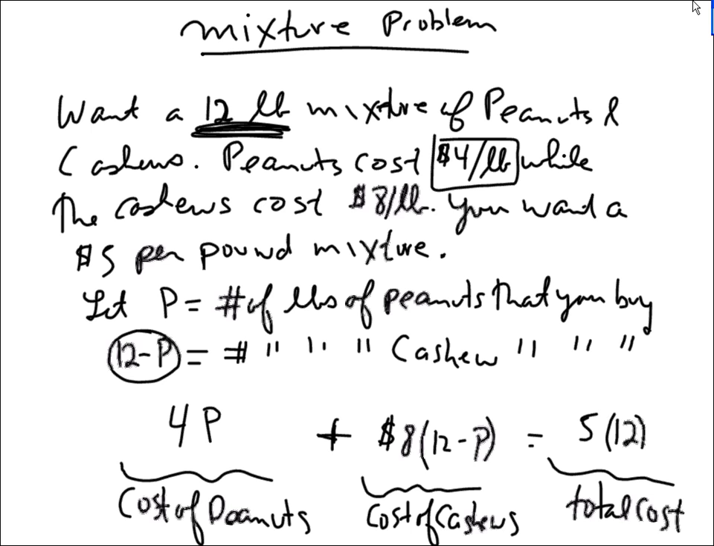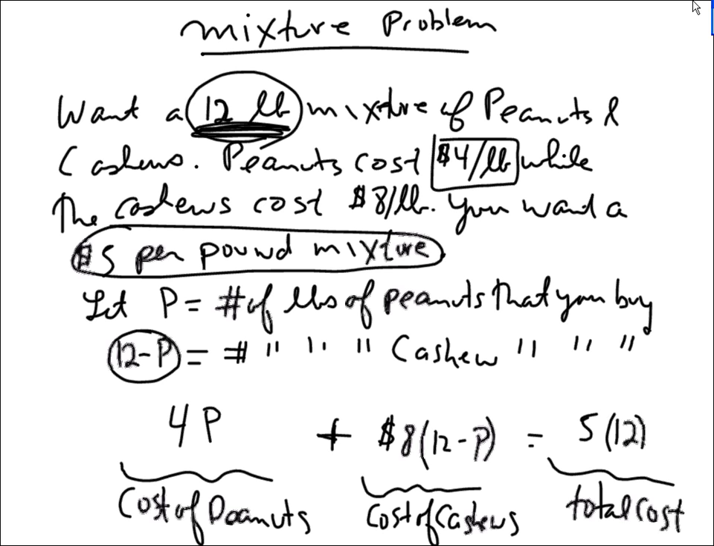You want a mixture that is $5 a pound. And you are buying 12 pounds, so you are living up to your budget of $60. Okay, there is your equation. Let me erase the words on top, and we are going to solve this equation.